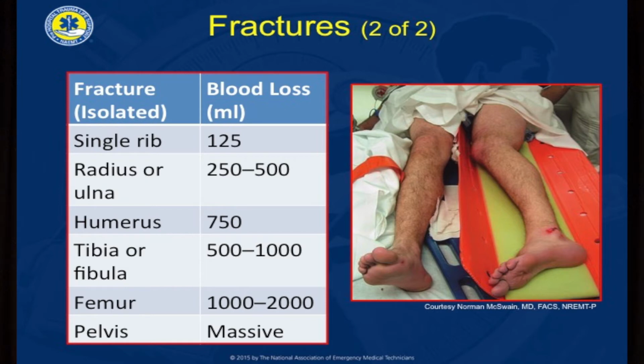So we see there each rib, you see 125, the radius and ulna, we're almost up to a half liter, and the humerus is 750. Now remember, 750 was our cutoff for class 1 shock. When we start to get into tibias, fibulas, femurs, just one femur is enough to get us into class 2 or class 3 shock. So if we had bilateral femurs, or a femur and a pelvis, you could very easily go into class 2, class 3 shock very quickly just from those single injuries.